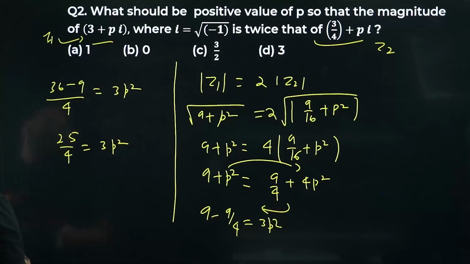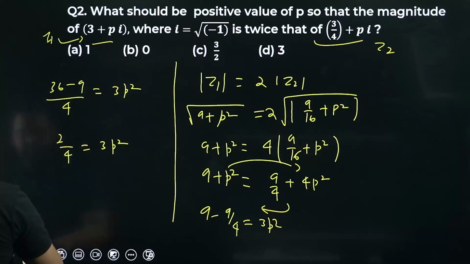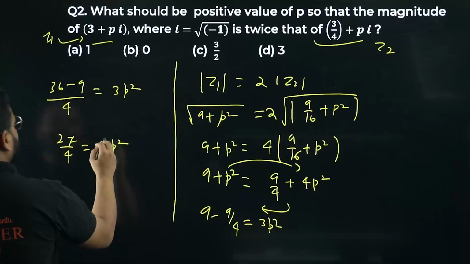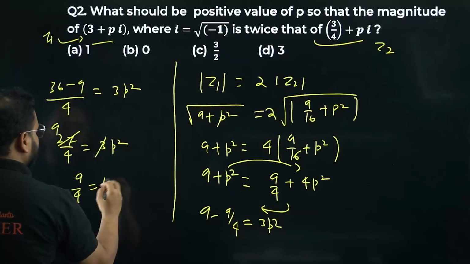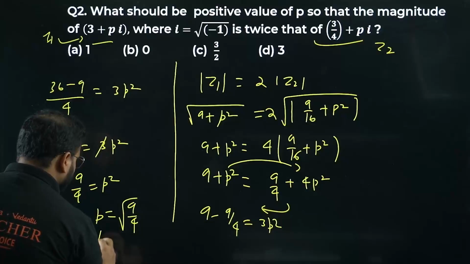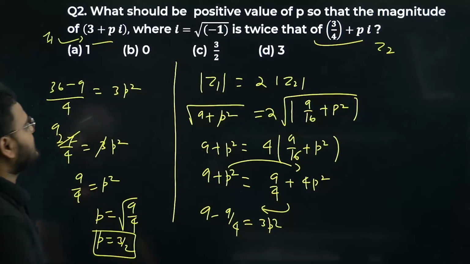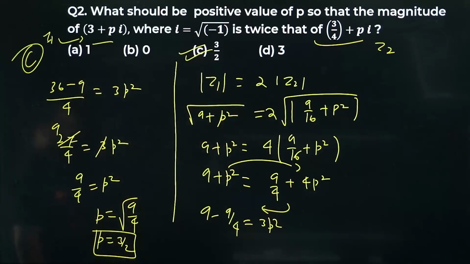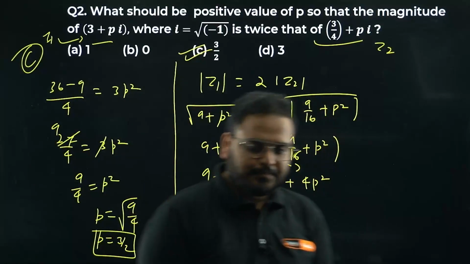Sorry, not 25, 27 actually. 36 minus 9 will be 27, no? So 3 9s are 27. I get 9 by 4 equals p square. It means p equals root of 9 by 4, so p equals 3 by 2. Option C is correct. Have a look. Done. Simple question, extremely simple. Let's move on now.